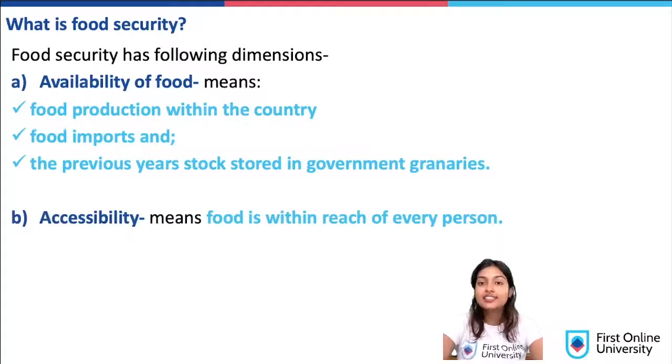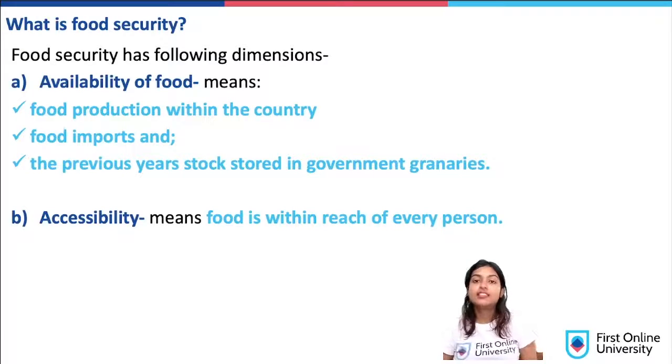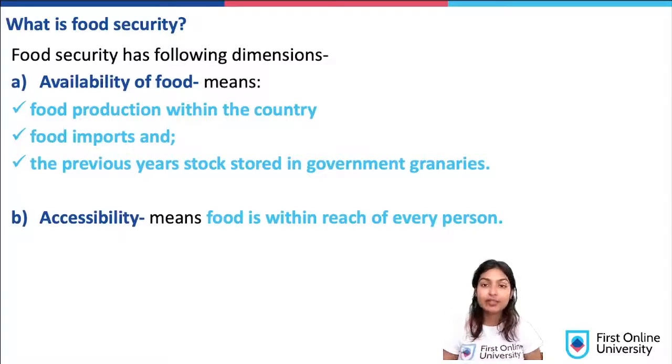Then you have the second A, that is accessibility. What exactly is accessibility? Accessibility means that whatever food is available in our country must be within reach of every person. Every person should get the kind of food that is available.